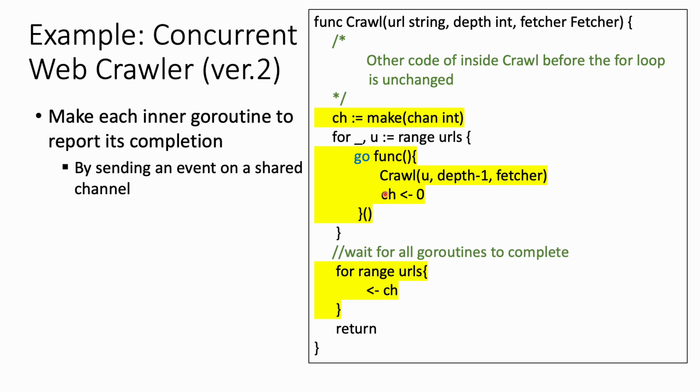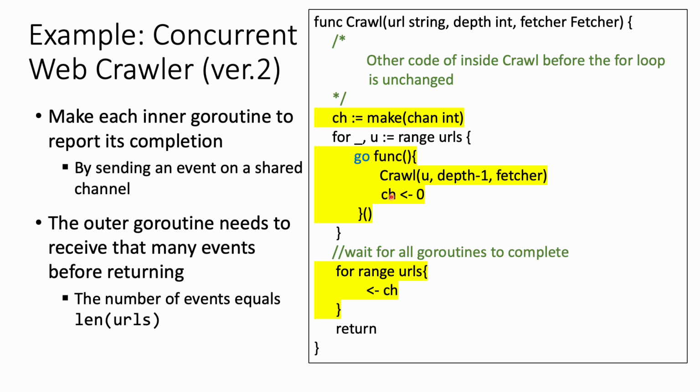Recall that a send to an unbuffered channel must be synchronized with a receive from the same channel but executed in another goroutine. Therefore, we make the outer goroutine, which starts the for loop, receive all the events sent by the goroutines created in the for loop. The outer goroutine needs to receive all the events before returning to make sure all the goroutines are complete.